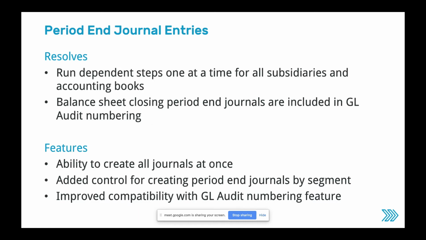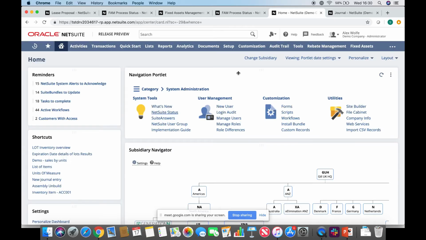In the previous release, for each subsidiary accounting book combination, you needed to sequentially, one at a time, run the different period and journal entry steps. For the new release, you can run steps in any order, and NetSuite will automatically run the necessary dependent steps.